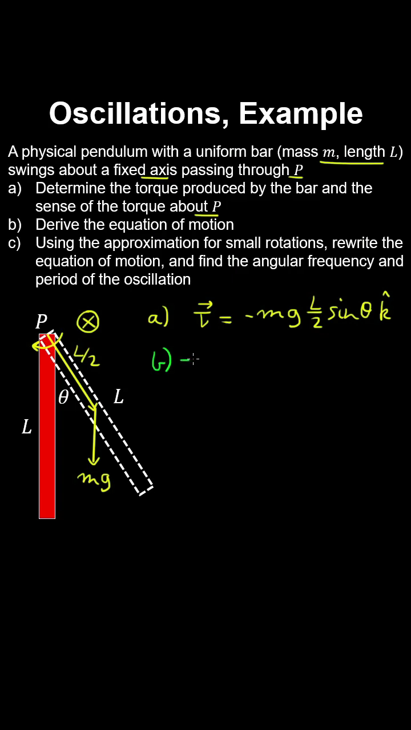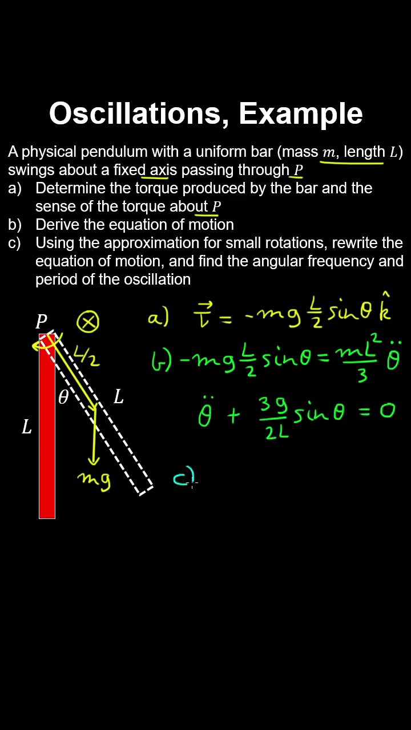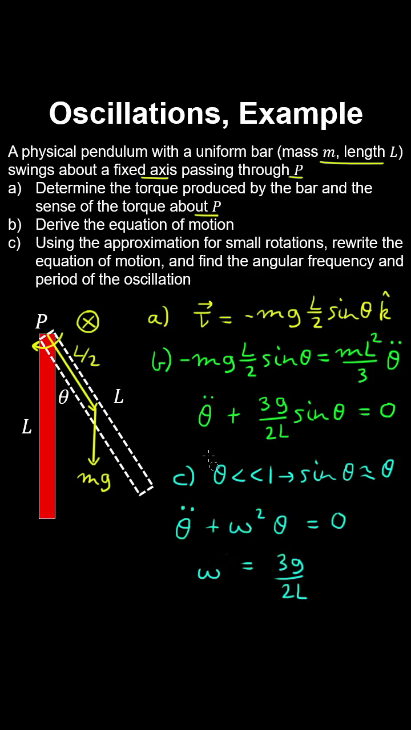Now the equation of motion states that the net torque about P is equal to the moment of inertia about P by the angular acceleration. And doing some algebra, we can rewrite this as follows. And using the approximation for small rotations, we can rewrite the equation of motion as follows, and therefore the angular frequency is as follows, and the period of the oscillation is 2 pi on the angular frequency.